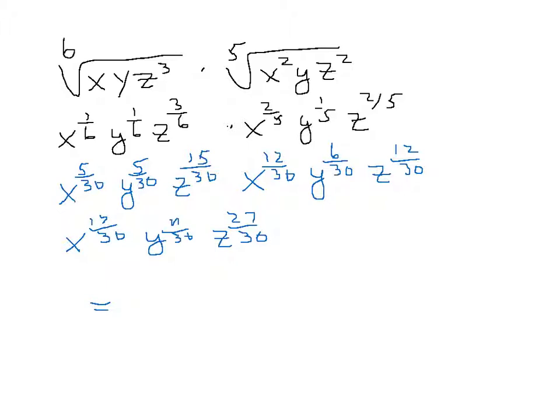So this can finally be written as one radical expression, the 30th root, and it's going to be x to the 17, y to the 11, z to the 27. And that's as simple as that can be. Ugh, exhausting. But that's really all there is about mixed indices. So that'll cover us for that section.